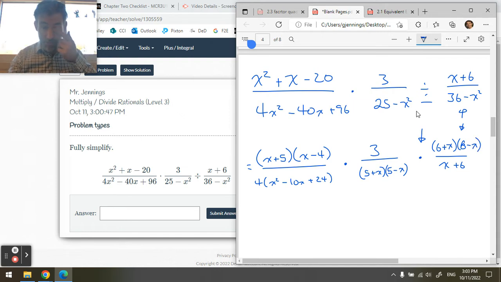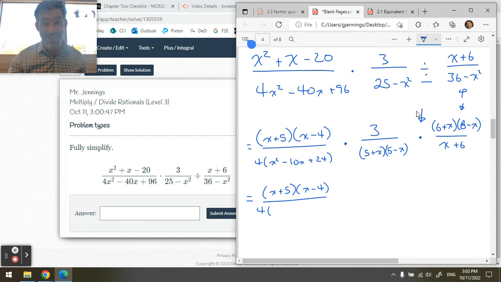I'm already seeing some stuff that cancels, but I got a little bit of factoring to do there, so let's do that. This is x plus 5 multiplied by x minus 4 divided by 4 multiplied by x squared minus 10x plus 24. Numbers that multiply to positive 24 and add to negative 10.